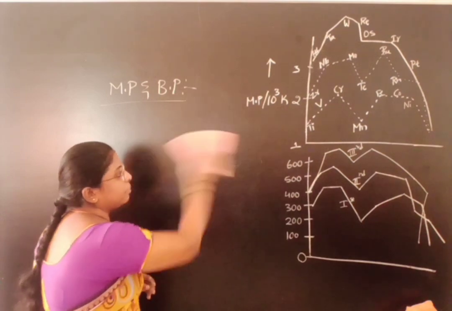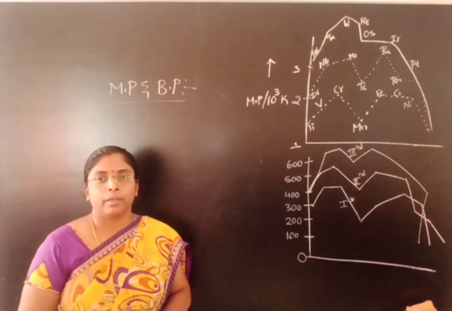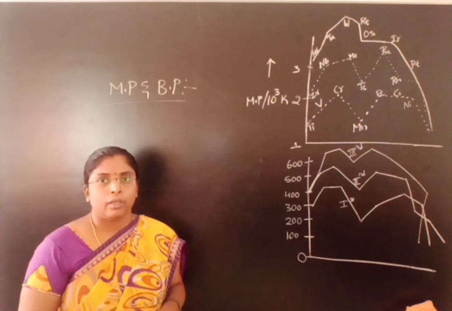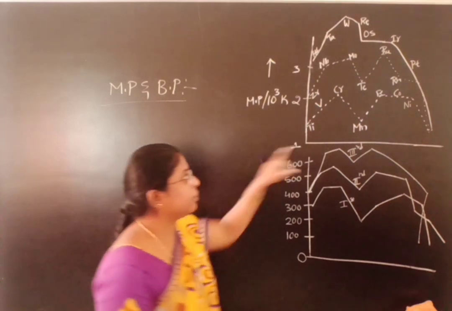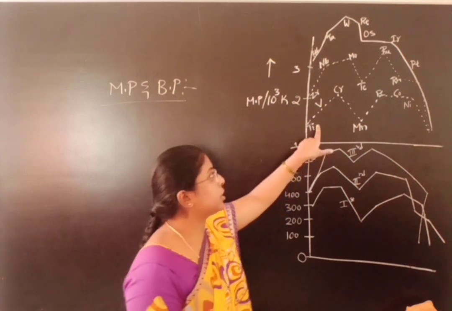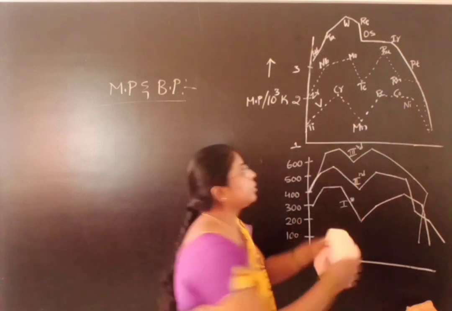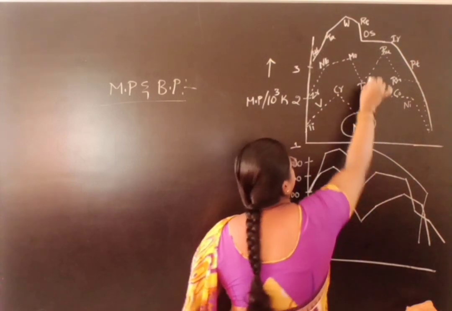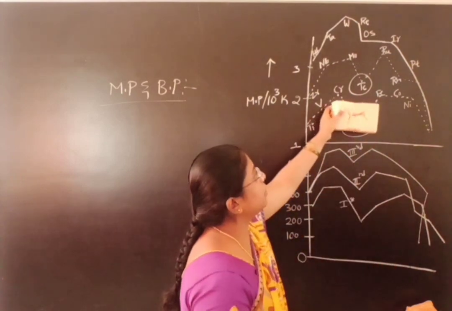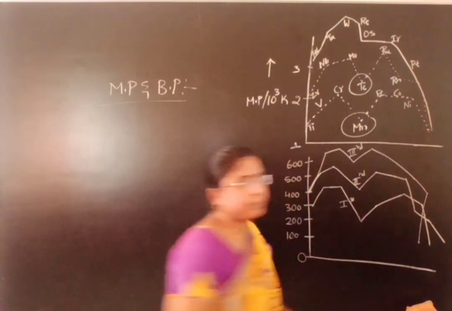The more unpaired electrons there are, the stronger the metallic bond, and the melting point and boiling point will also be very high. If you see this graph, this is the melting point in terms of Kelvin. Initially there is an increase in melting point up to the middle, except for two elements, manganese and technetium. After chromium, there is a continuous decrease in the melting point.